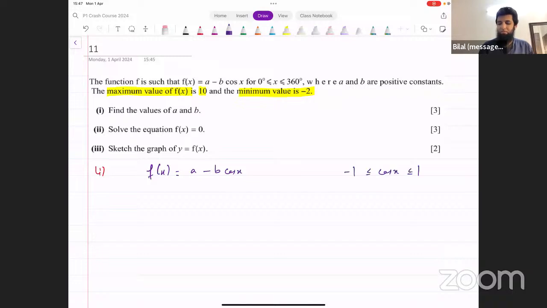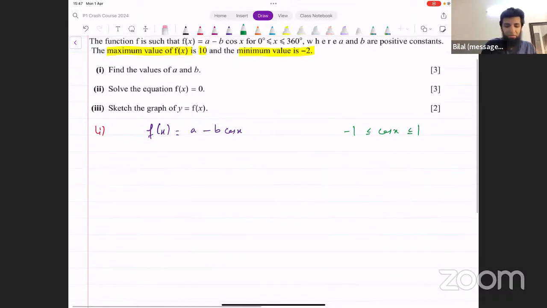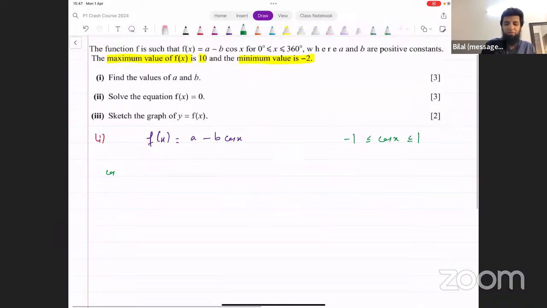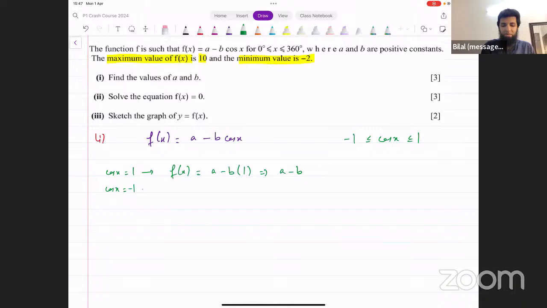We know that, right? It can't go beyond these values. So the minimum value of cos of x is minus 1, the maximum is 1. So one of these values is going to give us the minimum value of this function, and the other one is going to give us the maximum value. All you have to do is input cos x equals 1 once and see what that gives you. F of x equals a minus b into 1, and that results in a minus b. And then you can input cos x equals minus 1, and that gives us a minus b into minus 1, which turns out to be a plus b.